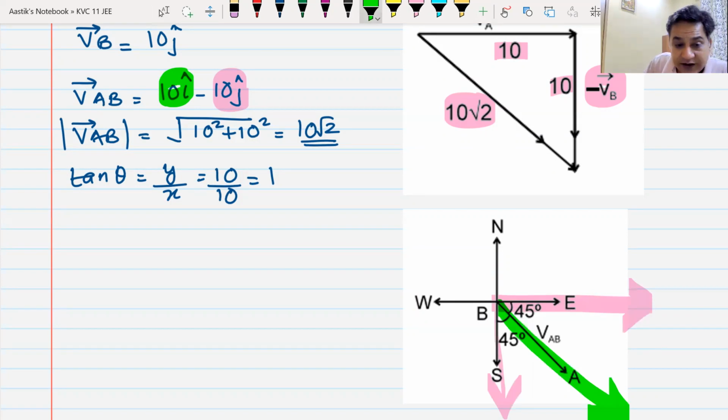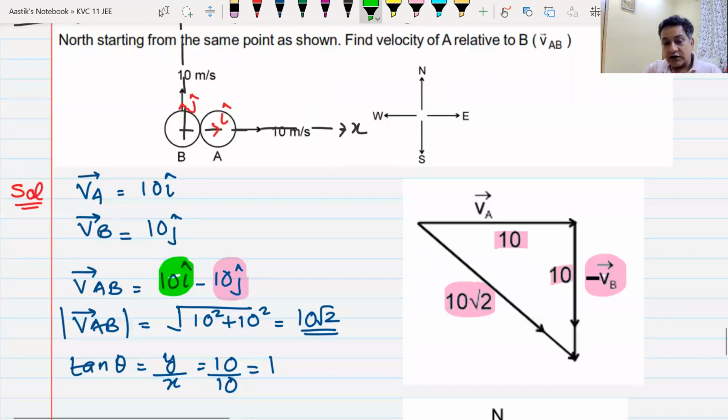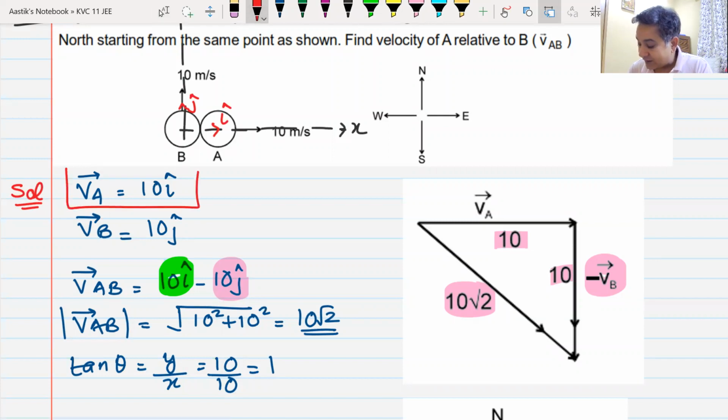So this is one way of doing it. One way of doing it is the original way. The original way requires you to convert them into vectors, convert A into vector, convert B into vector, and then you subtract vector B from vector A. We understand this?